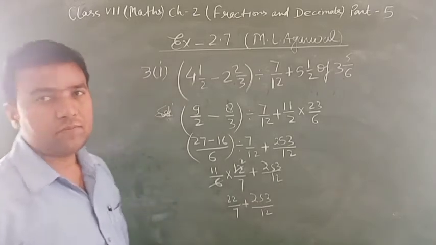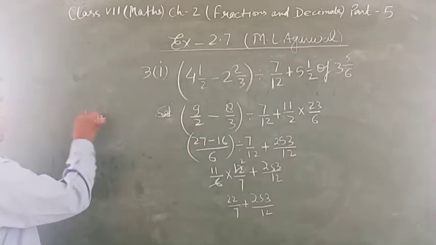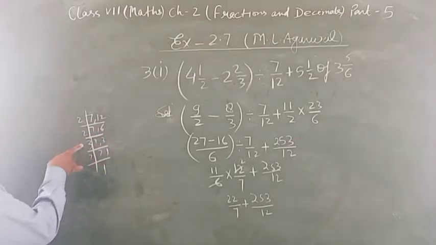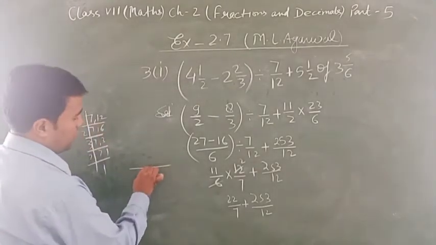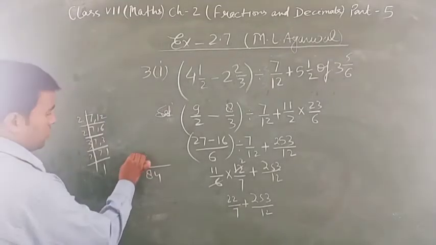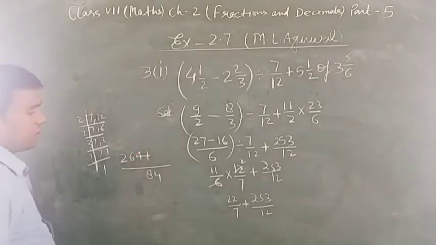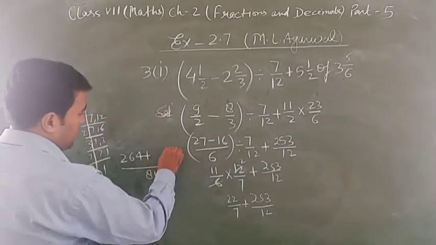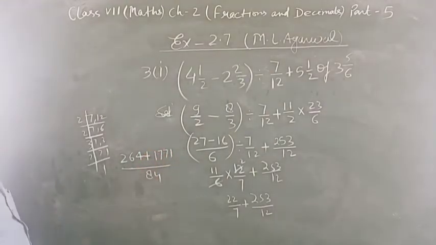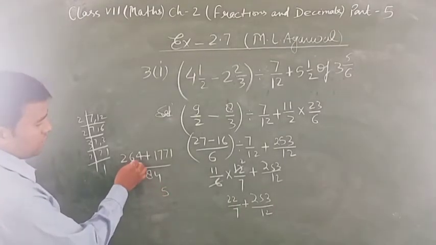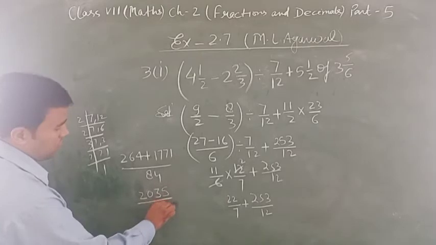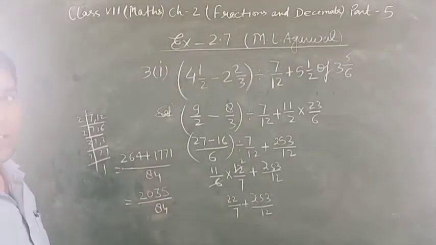Take the LCM of 7 and 12. 2 times 6 is 12, 2 times 3 is 6, and 7 times 2 times 2 times 3 is 84. 84 is the LCM. 84 divided by 7 is 12, 12 times 22 is 264, plus 84 divided by 12 is 7, 7 times 253 is 1771, giving 2035 by 84. Clear?